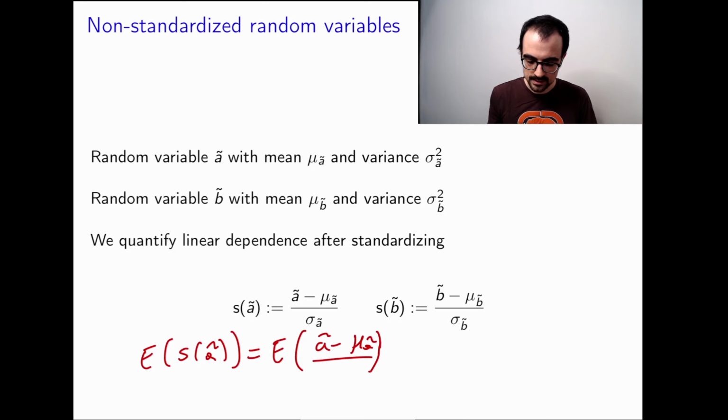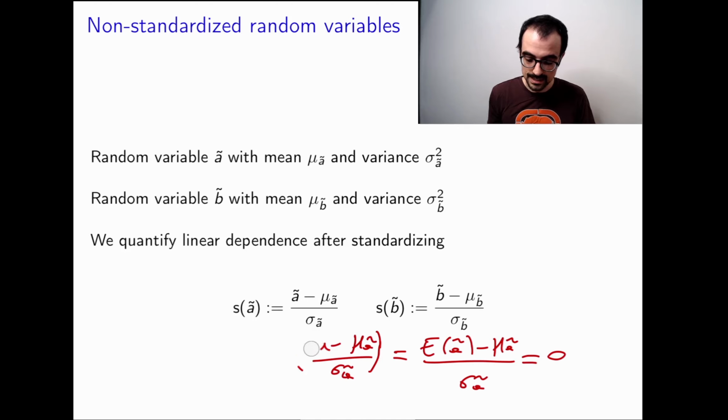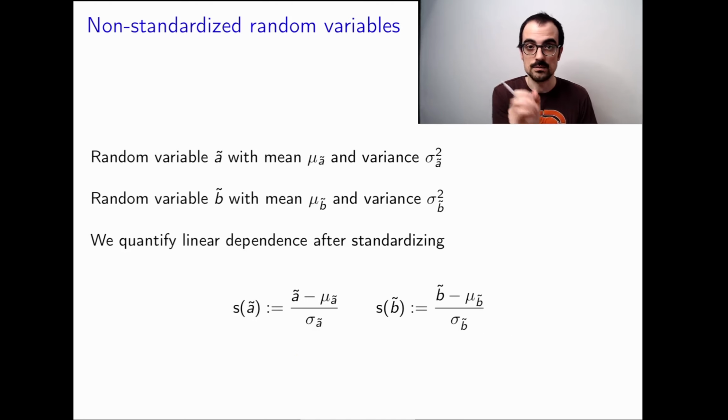Okay, so what is the expected value of this standardized random variable? By linearity of expectation, it is just the mean of A minus the mean of A, divided by the standard deviation. Remember that the mean and the standard deviation here are just constants, so they can come out of the expectation. So the mean minus the mean is just equal to 0. These random variables are indeed zero mean, because we have subtracted the original mean. We have centered the random variables so that they're zero mean.